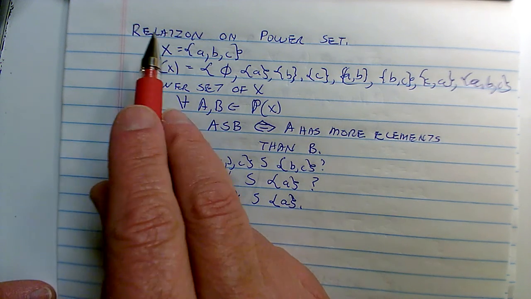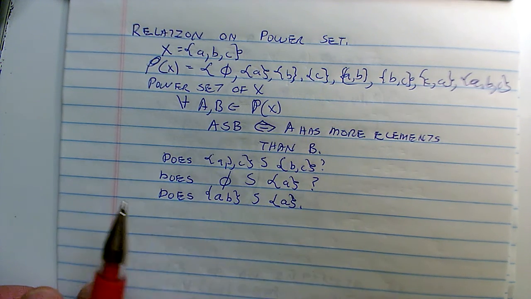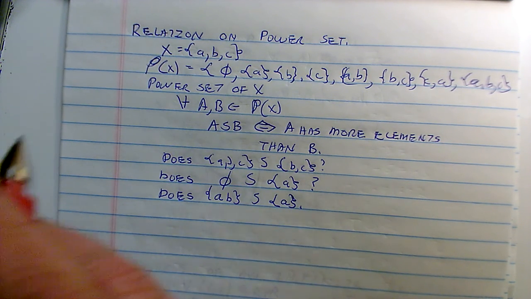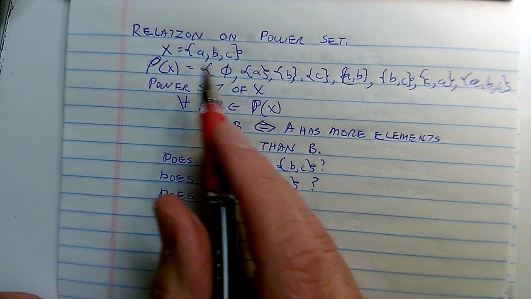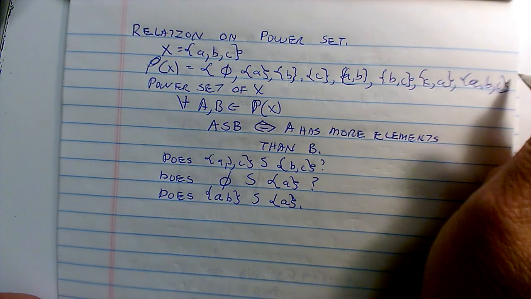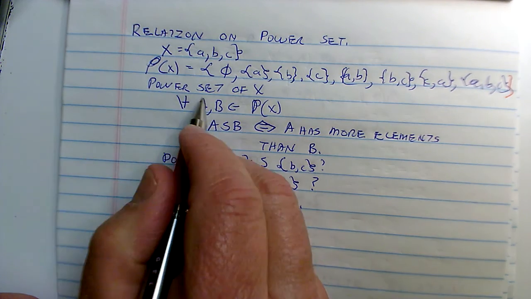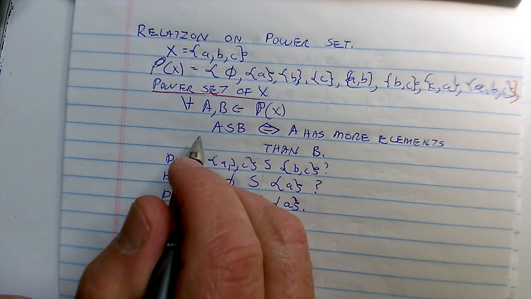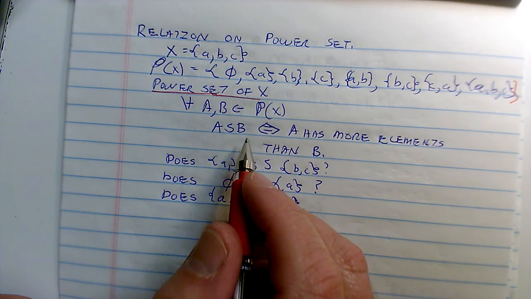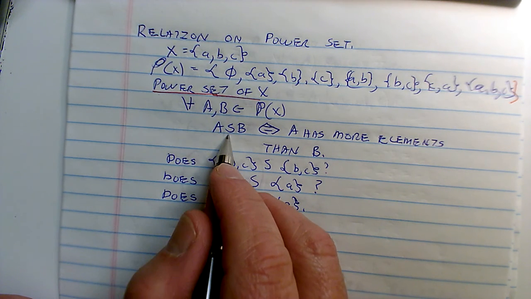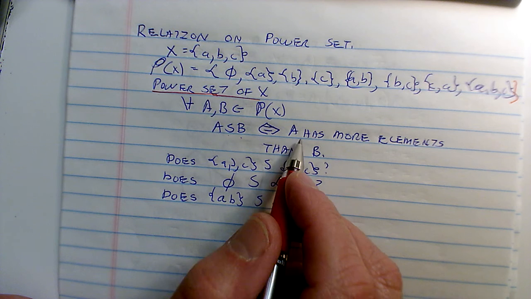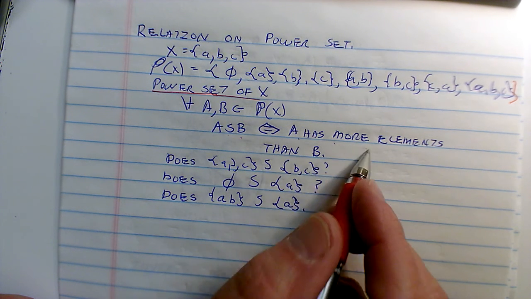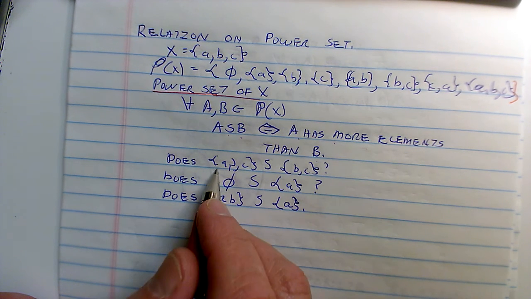One more kind of funky one here, a relation on a power set. Suppose you have a set with A, B, C in it. You may remember that the power set is the set of all the subsets of that set. And if I wanted to look at a relation here that says A S B, it says A, as a set, has more elements than B.